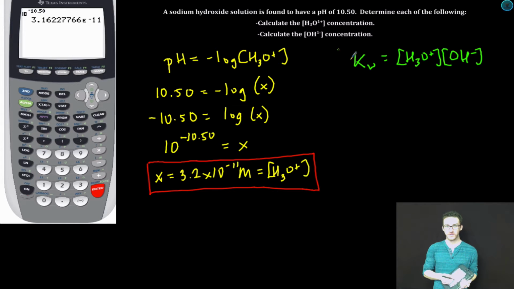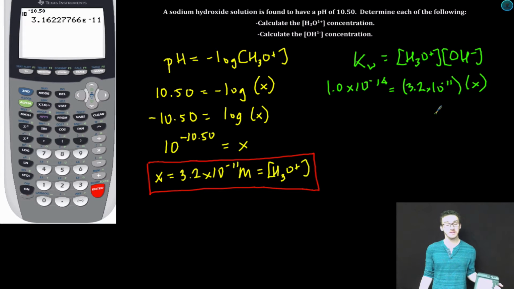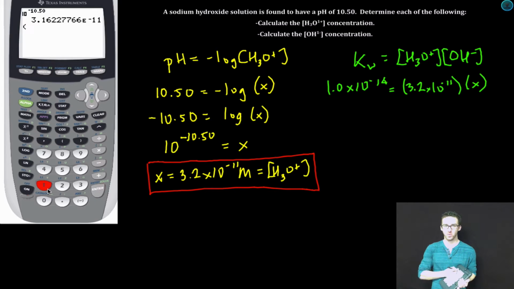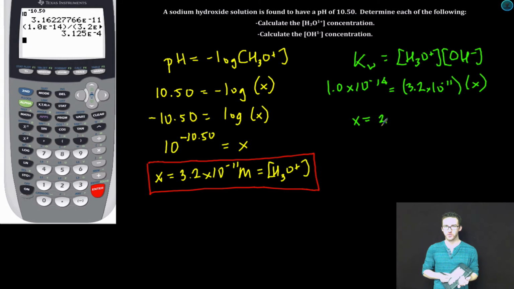We know at 25 degrees Celsius, the value for Kw is 1.0 times 10 to the minus 14. And we just determined our hydronium ion concentration to be 3.2 times 10 to the minus 11. Now, some pretty easy algebra here to solve for x. 1.0 times 10 to the negative 14 divided by 3.2 times 10 to the negative 11. x equals 3.1 times 10 to the minus 4 molar. And that is our hydroxide ion concentration.